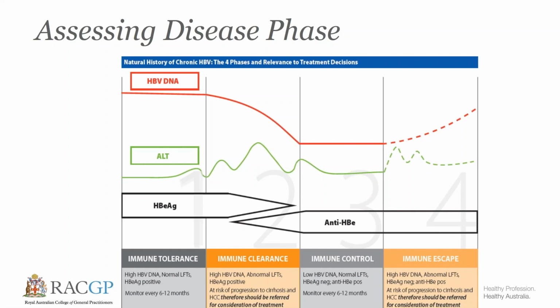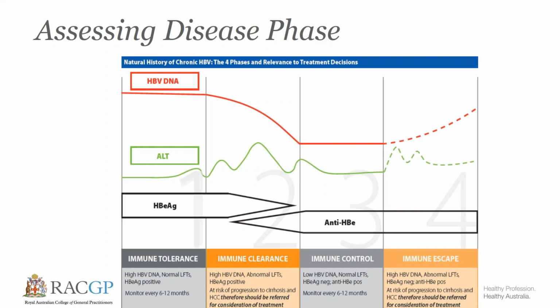Then after patients move through that phase, they move to the immune control phase where the DNA's low, the liver's fine, and they've got E antibody. And those patients can be monitored in general practice. And then the final phase is immune escape phase, where once again the virus becomes active, the liver inflammation starts up, and this phase again needs to be considered for treatment to prevent cirrhosis and hepatocellular carcinoma.